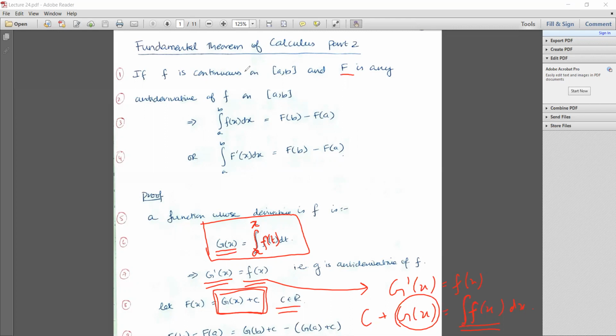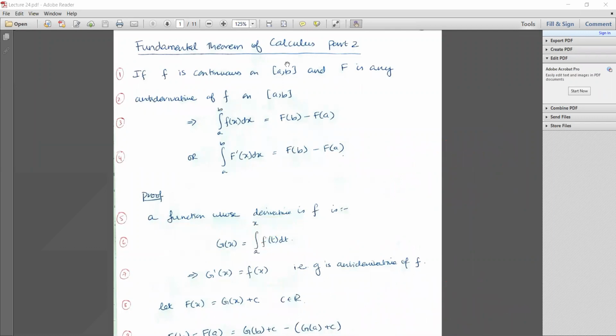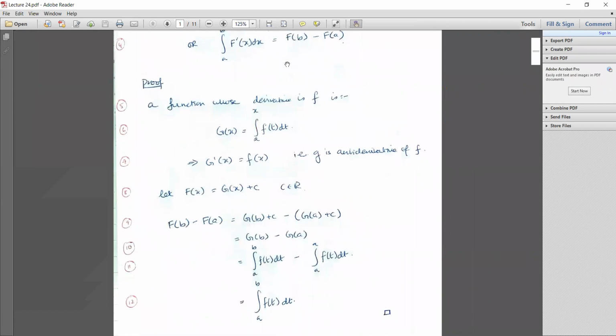So that means that whatever this capital F is in our statement here, it will be G of x plus some constant c, because both of them are antiderivatives of small f. So they will only differ by a constant. Now, if capital F of x is G of x plus c, then what does F of b minus F of a look like? F of b minus F of a is G of b plus c minus G of a plus c. So the c and c will get cancelled. It becomes G of b minus G of a.